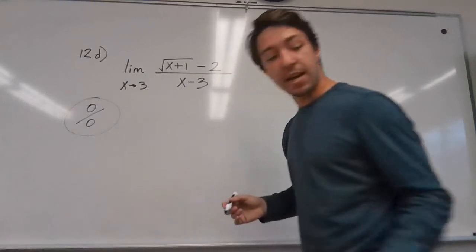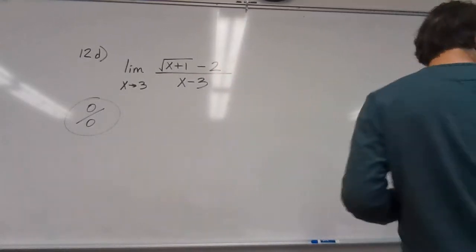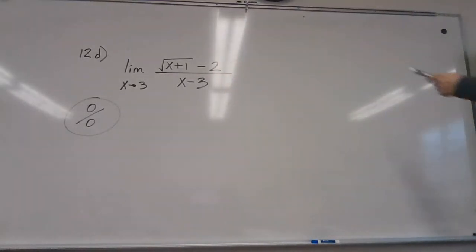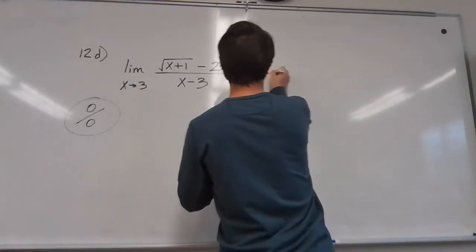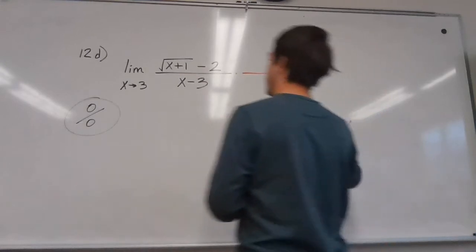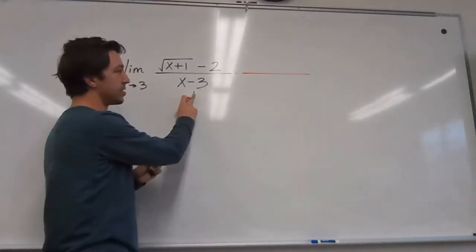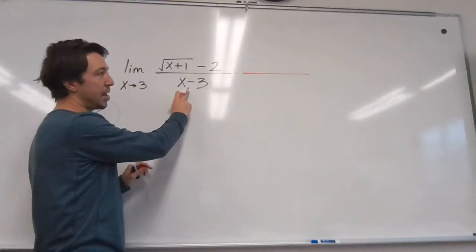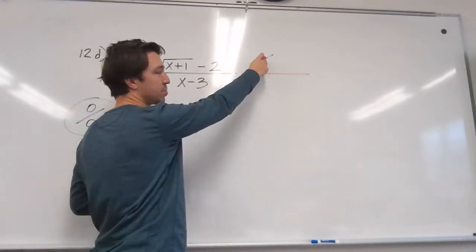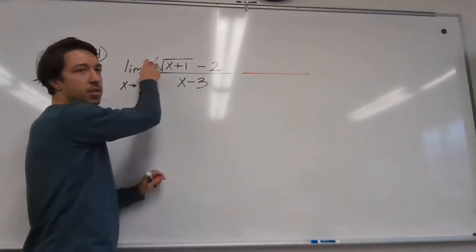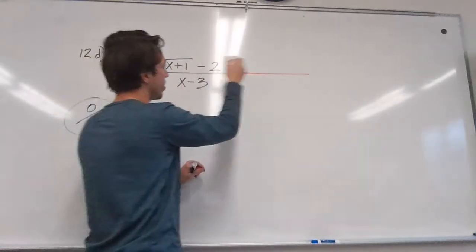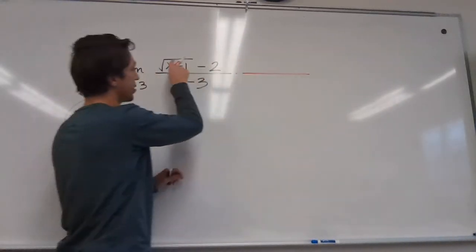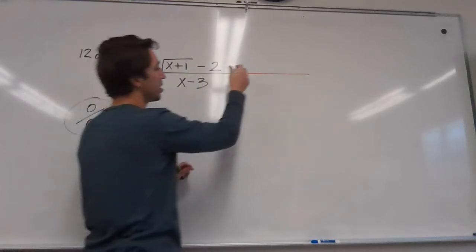Who thinks they know what the conjugate of that numerator is? X plus 3. So x plus 3 would, in some sense, be the conjugate of this, but the problem is, if I multiply by x plus 3 over x plus 3, I'm still going to have this troublesome square root. My goal really is to get rid of this square root. So, anyone else have an idea of what the conjugate is going to be?